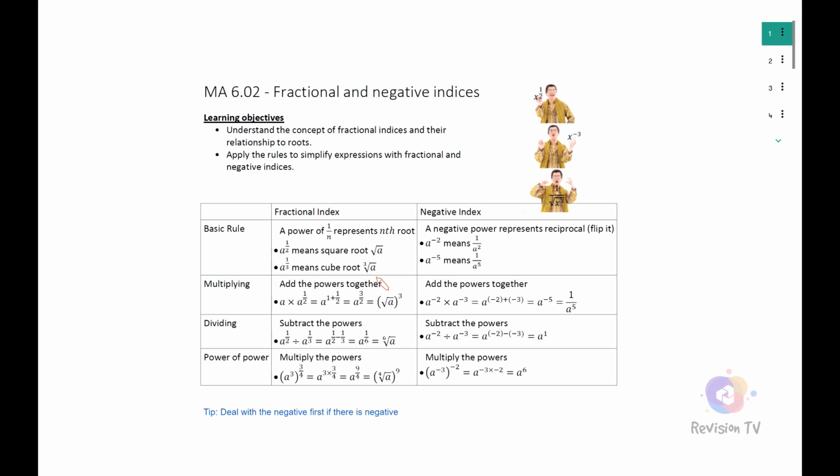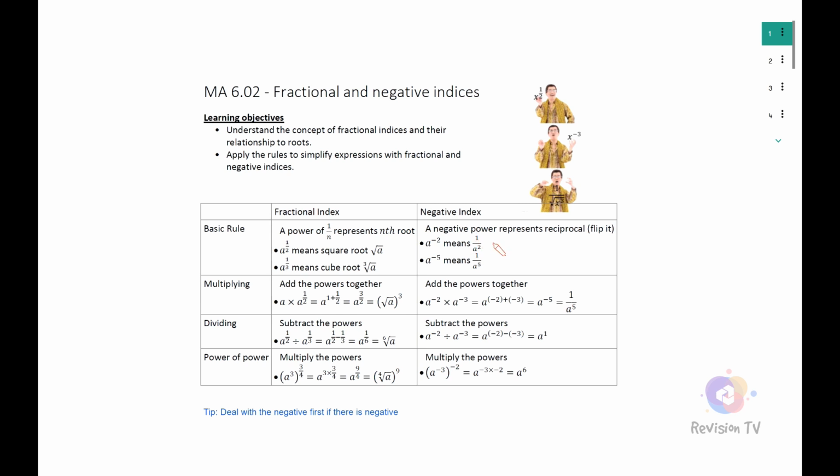Now, what about if you have 3 over 2? When you have 3 over 2, it means a half times 3. So a half means square root, and the 3 means the power of 3. Multiplying, you do the same thing. When dividing, you can see a half minus a third, we subtract the powers. 1/6 means sixth root. When you have a power of a power, you multiply them. So everything works the same when you have a negative power or fractional power.